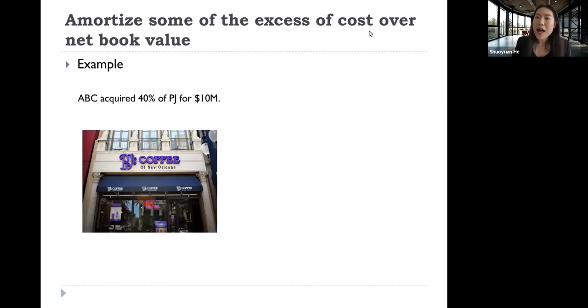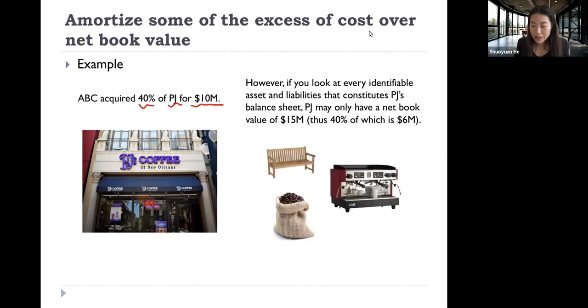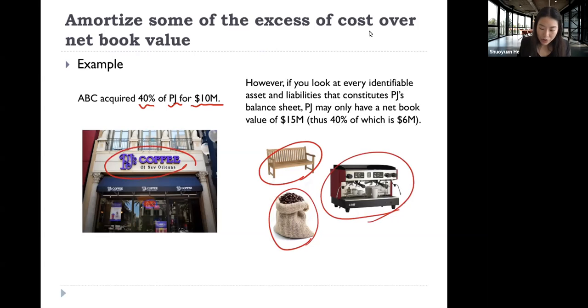So for example, ABC firm acquired 40% of PG Coffee for $10 million. However, if you look at PG Coffee, what assets and liabilities can you identify? You try to identify every identifiable asset and liability PG Coffee has. So you may identify PG Coffee has a chair, coffee beans, machines, trademarks, trade names. All of those are going to have value. All of those are things you can identify of the firm. So anything you can identify, you need to identify those.